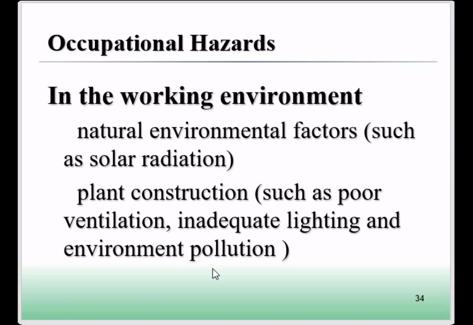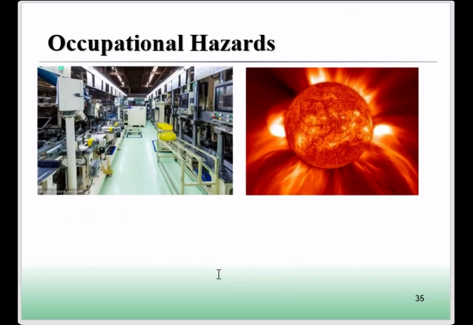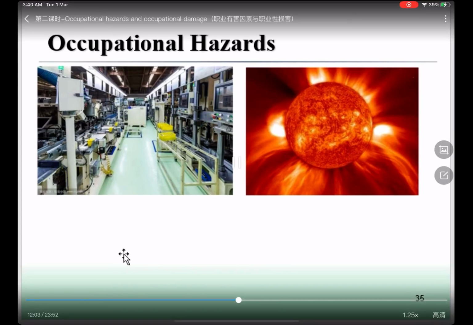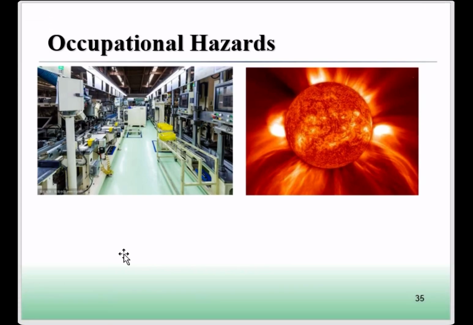Also, plant construction problems such as poor ventilation, inadequate lighting and environmental pollution can also be occupational hazards in the working environment. So this is solar radiation, and in the working environment you can also find air pollution in your workplace. So that is the third thing we talk about, occupational hazards.